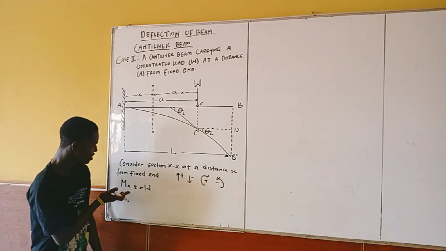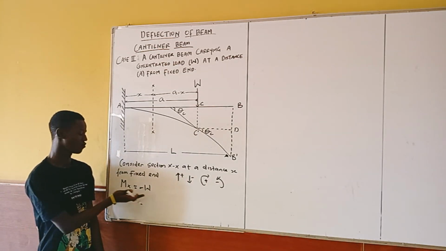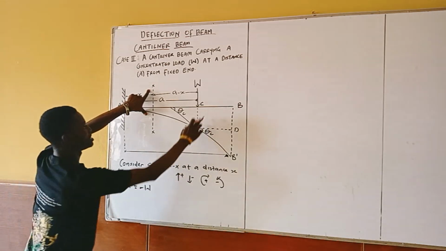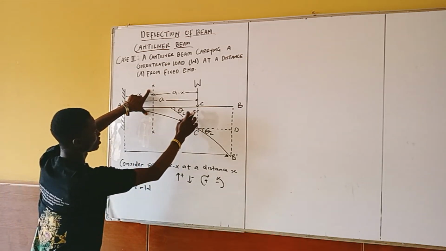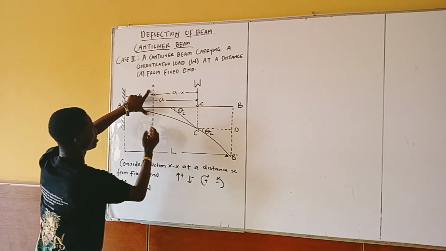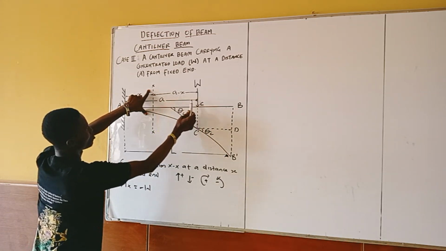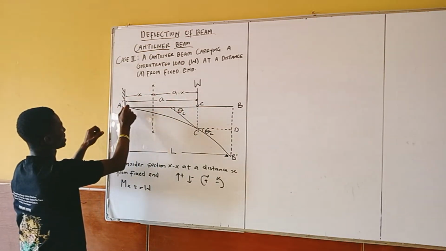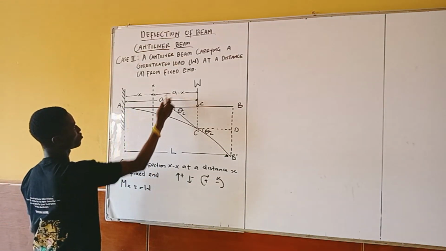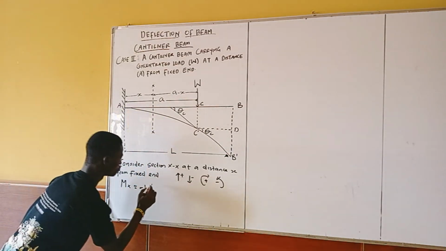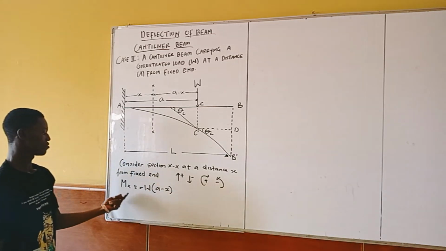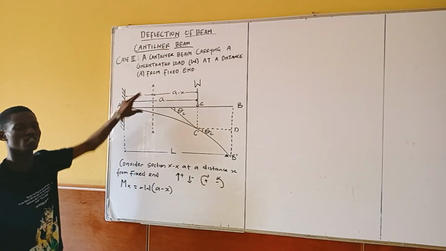You understand that I'm looking for moment, but moment is force times perpendicular distance. Don't forget that I'm considering this section. This is my force, and my perpendicular distance is moving in this direction to X. The distance covered from here to here is A minus X, because from here to here is A, and from this point to this point is X. So definitely it is covering A minus X. So this is my moment at this section XX.